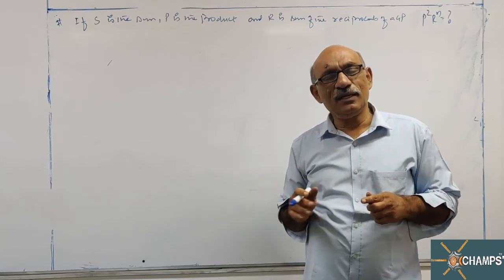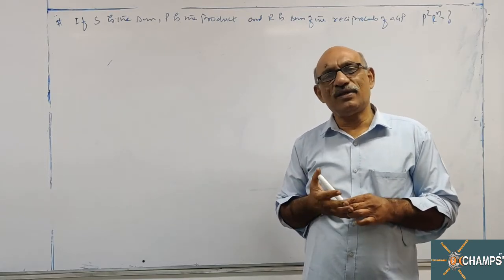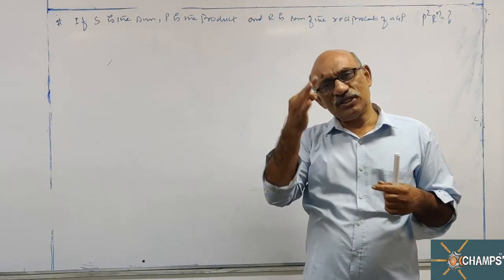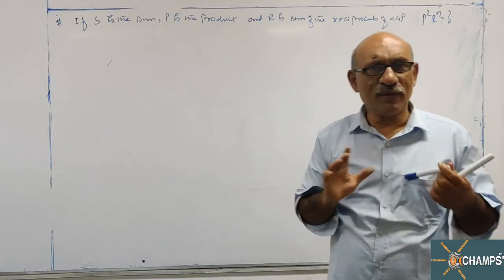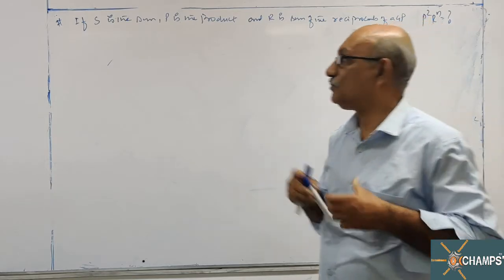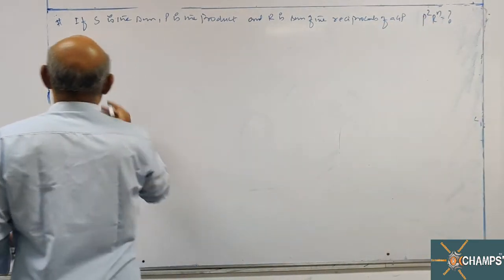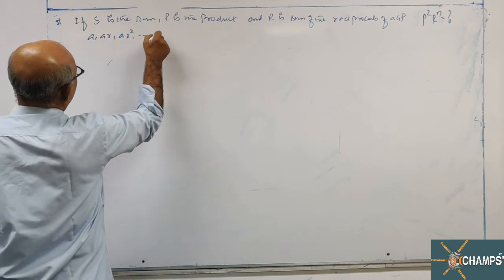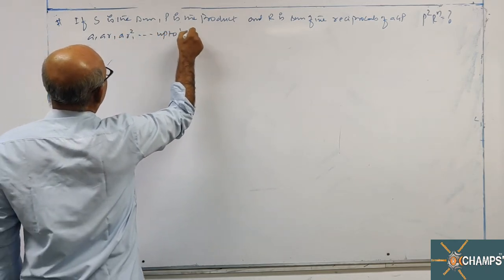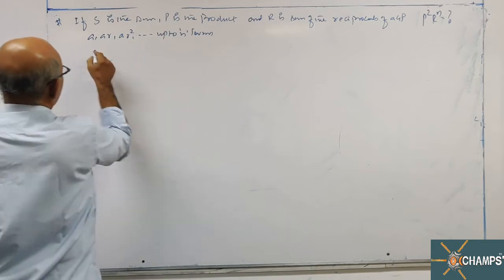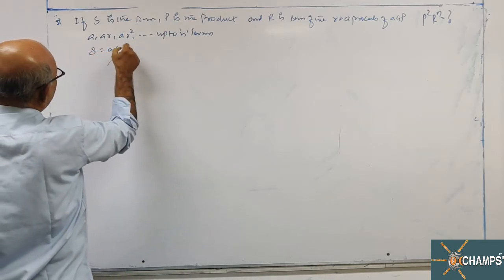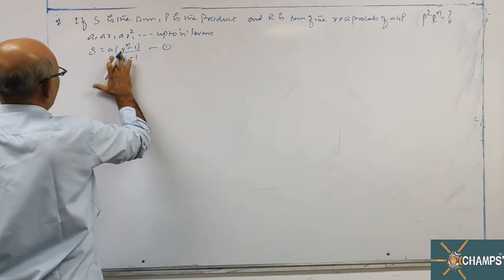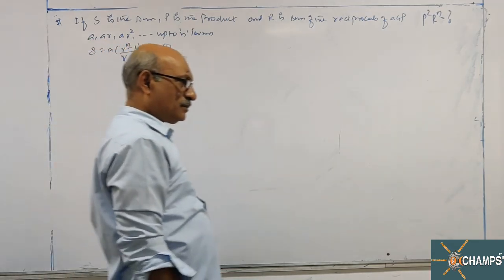Again I am repeating, ours is an objective type exam. So descriptive way no need to show, just you remember the answer. For this particular problem, not everywhere. Let us see. A, AR, AR square etc. up to n terms. So sum is equal to A into R power n minus 1 by R minus 1. This is equation number 1.